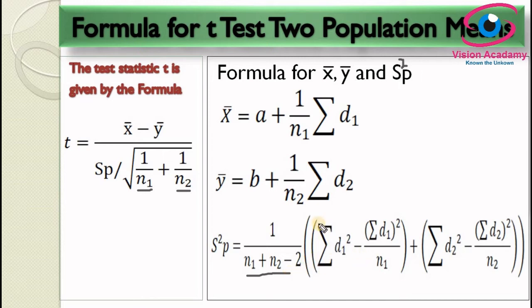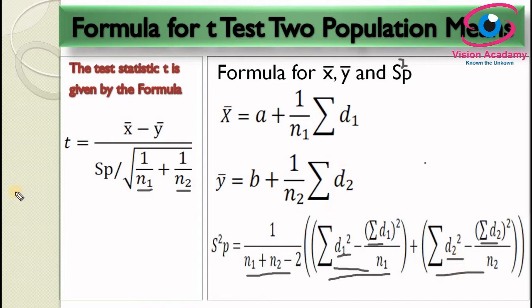And moving further, within the bracket, very simply, summation d1 square minus summation d1 whole square divided by n1. And here the same formula we calculated before, but we have to consider the values for the second population. That's summation d1 square, here summation d2 square, here summation d1 whole square, here summation d2 whole square, here n1, here n2. Actually this is a very simple formula, but it looks so long. Need not worry about this. It is a simple formula. Whatever you consider here, you just need to change the values for the second population, and all the symbols remain the same.